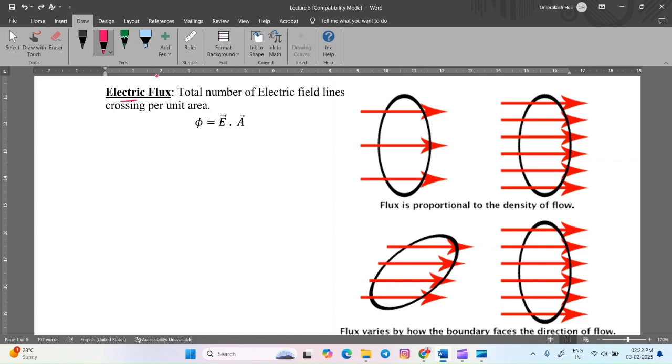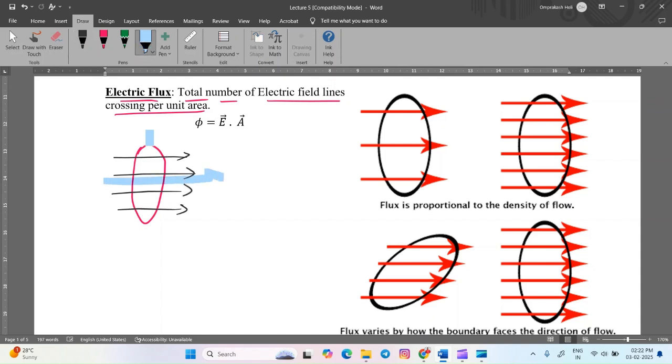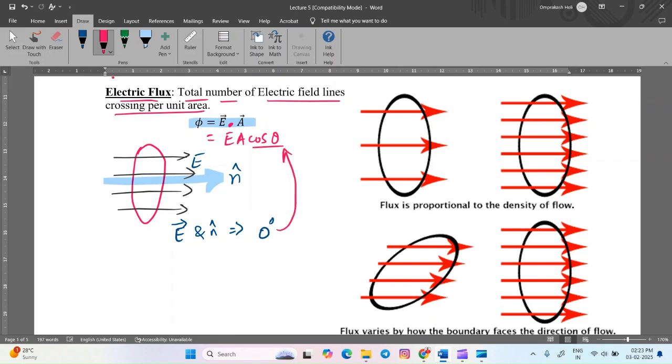Now let us understand the definition of an electric flux over here. It is the total number of electric field lines crossing per unit area. Say for example, if it is our circular area and these are our electric field lines, and this is our normal. So electric field lines and normal are making an angle of 0 degree, right? Phi is equal to E into A, which becomes phi is equal to E A cos theta because it is a dot product. Dot product will always be cos theta, whereas cross product will be sin theta. Now substitute theta is equal to 0 here, it will be E A cos 0, which is 1. So it is maximum here.